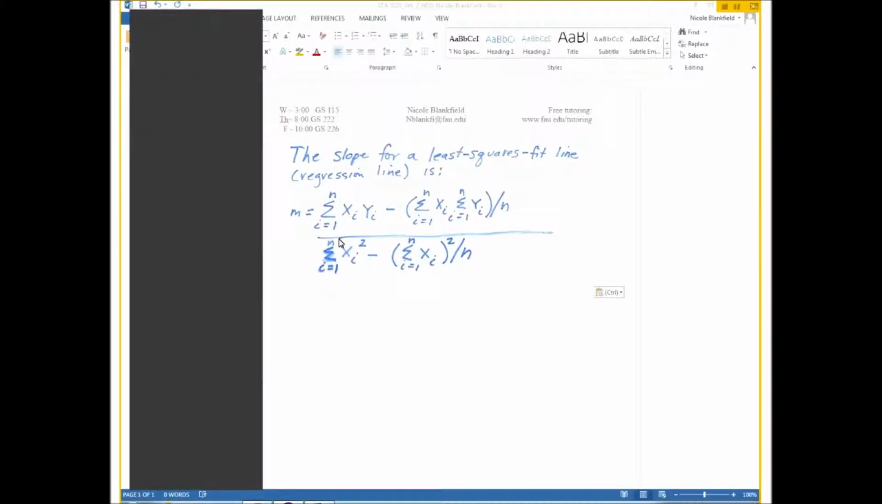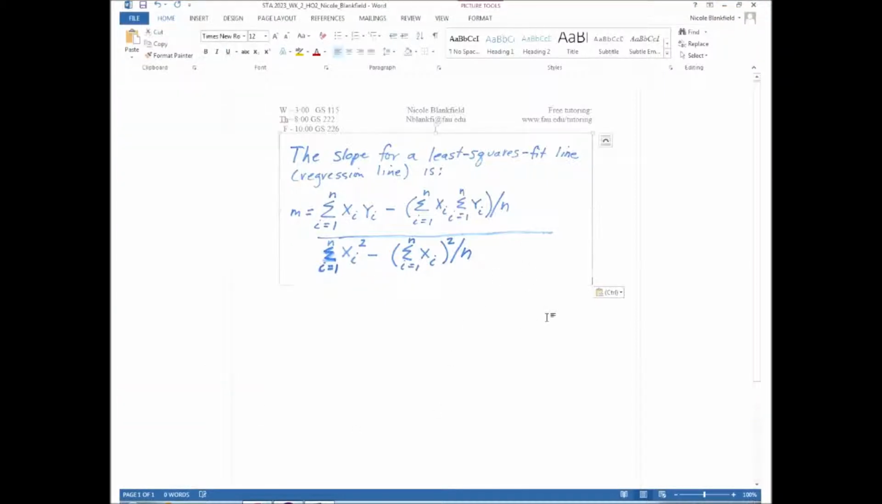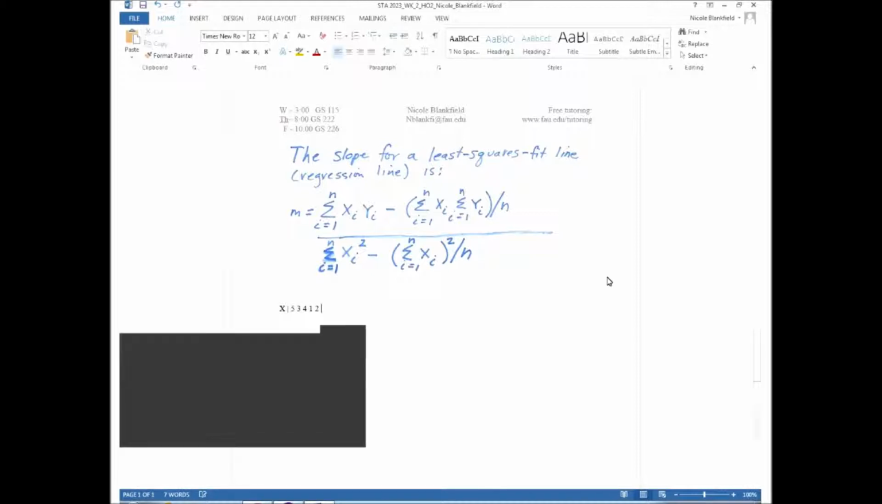Look at the slope for least squares fit. This is the one I found where it just generally looks like what it looks like on my MyMathLab, what we've been doing. So I'm going to do it all on here since it'll just be easier. So my x, I found out, is going to be given: 5, 3, 4, 1, 2.